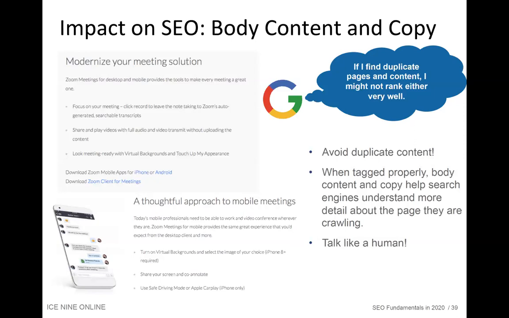Focus on your meeting. Click record and leave the note-taking to Zoom's auto-generated searchable transcripts, right? Very easy to understand, but they're also optimizing for mobile meetings as a keyword, right? You'll see it throughout their content, mobile meetings, but they're not over-optimizing. They're not beating people over the head with the keyword mobile meetings, even though for this particular page, that's what they're optimizing for. It's very fluid in how their copy flows. It's easy to read, it's conversational.